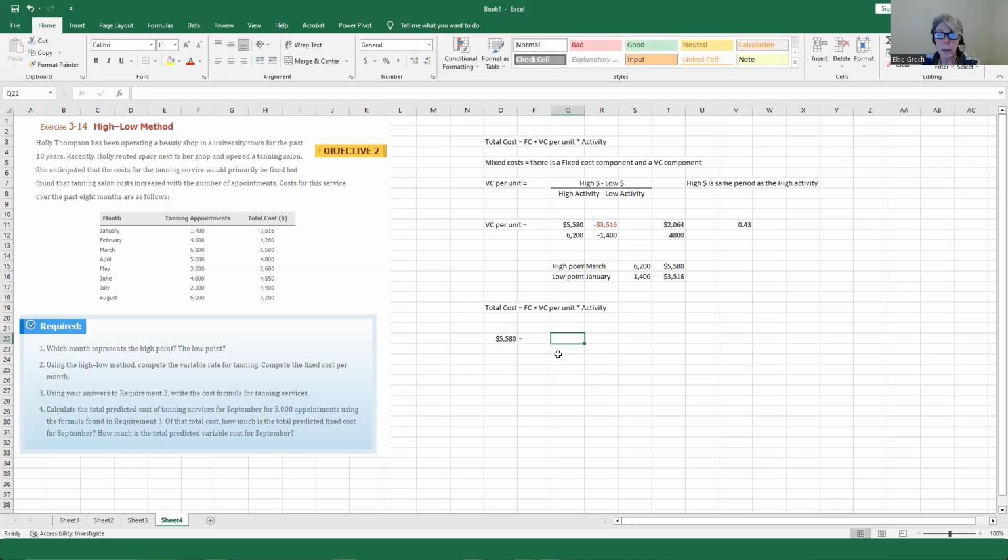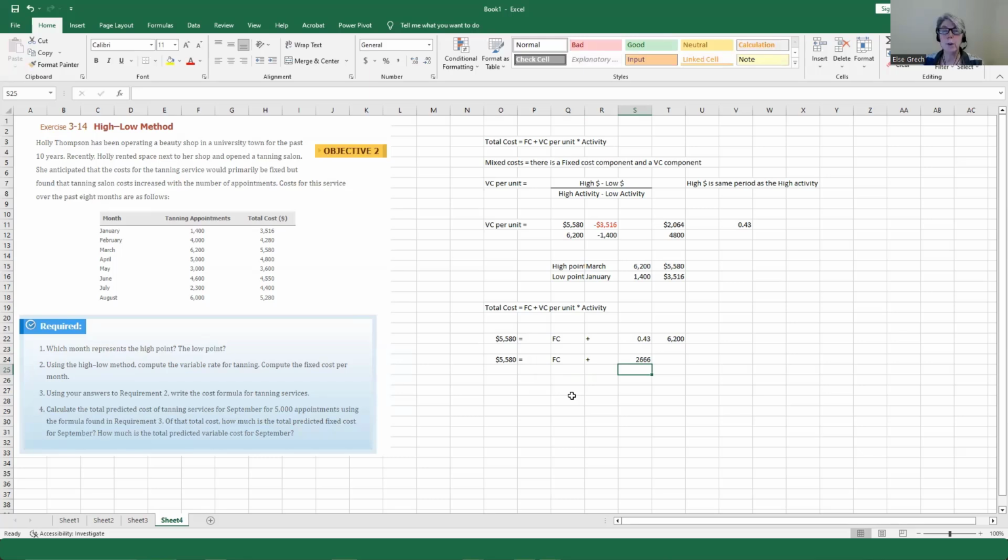That, of course, is going to equal what we have: we have the fixed costs, which we don't know. And then we're going to add in the variable costs per unit, which is right here. And then we're going to multiply it by the high activity, 6,200. We're going to multiply these two. So in this case, we can take this 5,000. Again, we can take the equal sign. We can take the fixed costs. We can take the plus, but I'm going to multiply these two now.